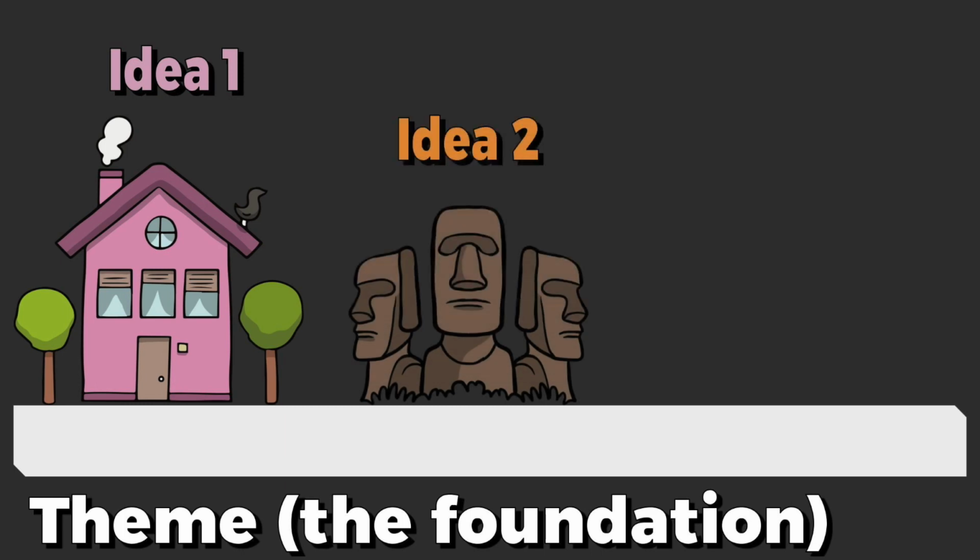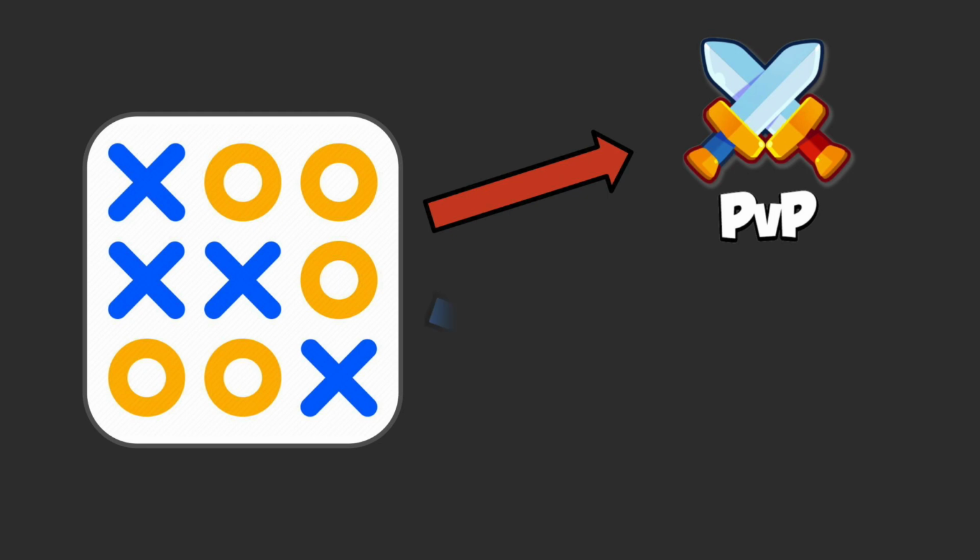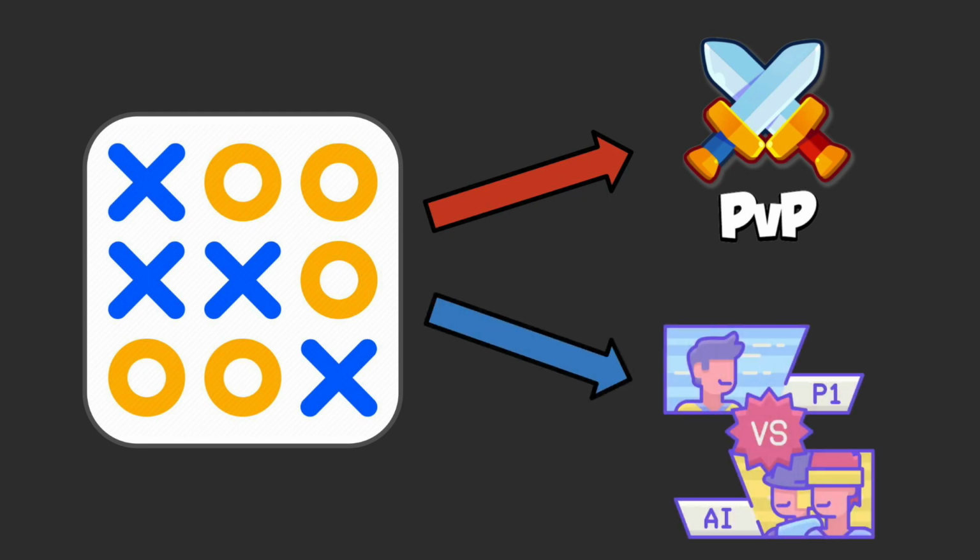Does your theme from Step 1 have at least 3 use cases? If not, that theme is too narrow and you need to think wider. If you pick something like, I want to make a tic-tac-toe game, try expanding it out to either a multiplayer tic-tac-toe game or a player versus AI tic-tac-toe game.